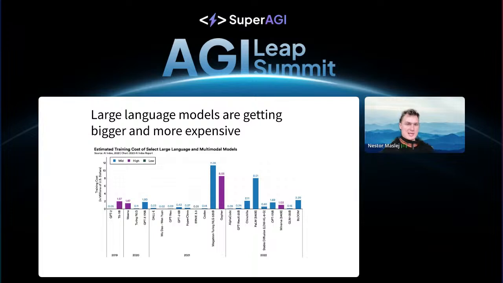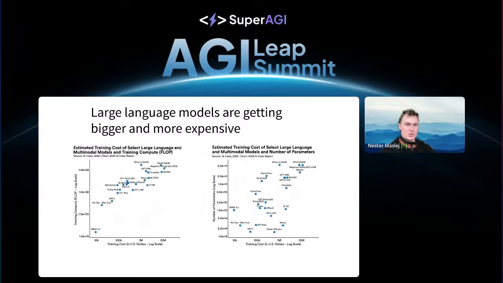This chart is looking at the estimated training cost of select large language models. And you'll notice that certain models like GPT-2, which were precursors to GPT-4, cost around $50,000 to train. Whereas if you fast forward to 2022, you have certain models like PaLM costing in the range of $8 million. We're actually in the process of updating this data for next year's report, and we estimate that some new models like GPT-4 and Gemini cost anywhere from $100 to $150 million to train.